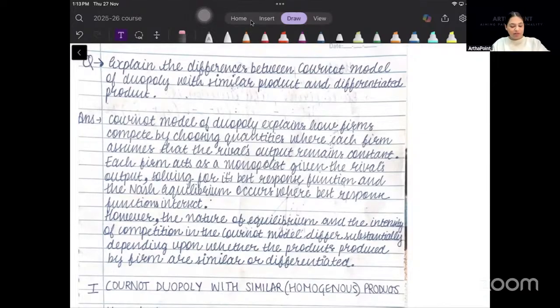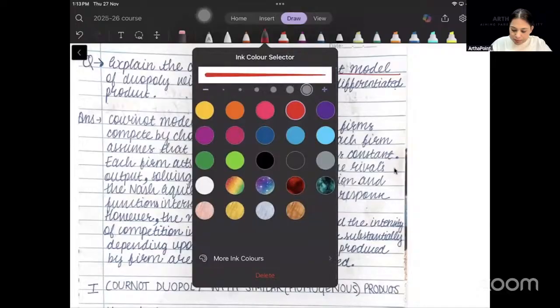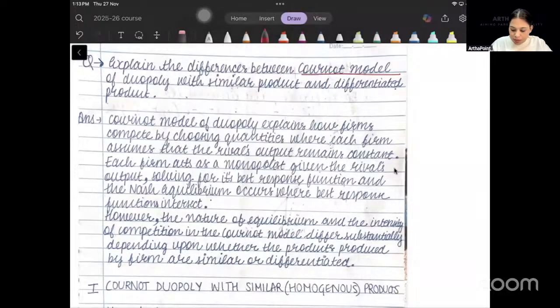Hi, good afternoon, everyone. So, beta, today we are taking this question 2 from IAS Economic Optional. I will check your answer and tell you what mistakes we have made and how we can improve it. Explain the difference between Cournot model of duopoly with similar product and differentiated product.